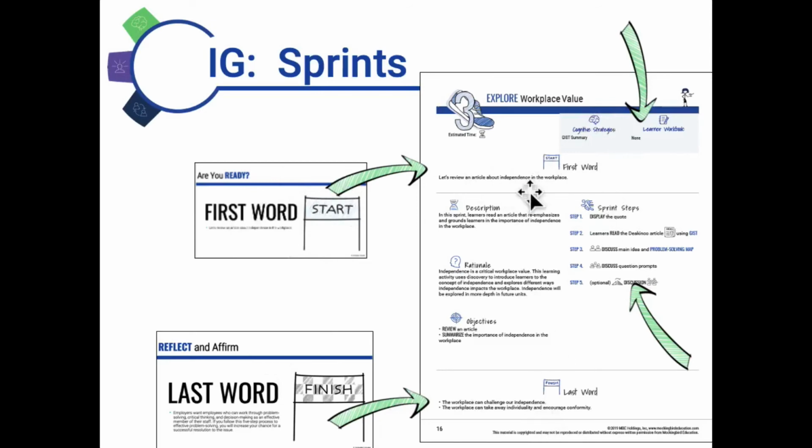In addition to that, the instructor guide provides the sprint steps. You'll notice that the steps always focus on the action word. Display, read, discuss, discuss, discuss. This tells you what the action is that the learners will be doing. It provides a description of the sprint and the rationale and the objectives. These 3 pieces of information will help you make decisions when you want to reduce or expand a sprint to meet your individual teaching and learning needs.